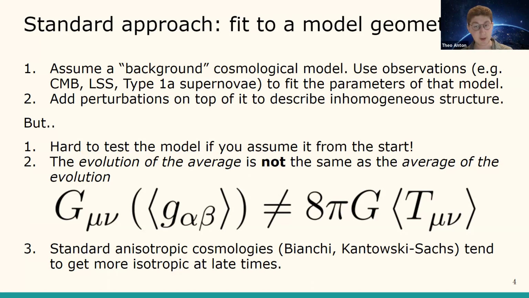The second is a mathematical point, which, although it sounds very technical, is potentially of some serious physical significance, which is that in general relativity, which is a non-linear theory of gravity, and as far as we can tell is our best understanding of gravity, the evolution of the average, by which I mean the average metric in the angled brackets that sits on the left-hand side of our Einstein equations, is not the same as the average of the evolution, by which we mean the metric that one would obtain by taking the full Einstein equations, averaging the matter, and then solving those equations for the metric.